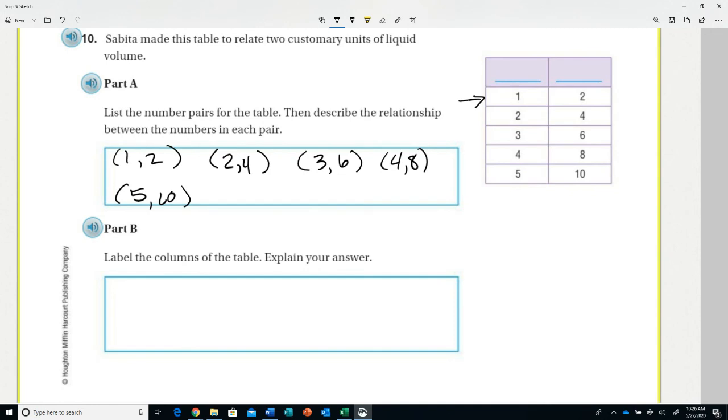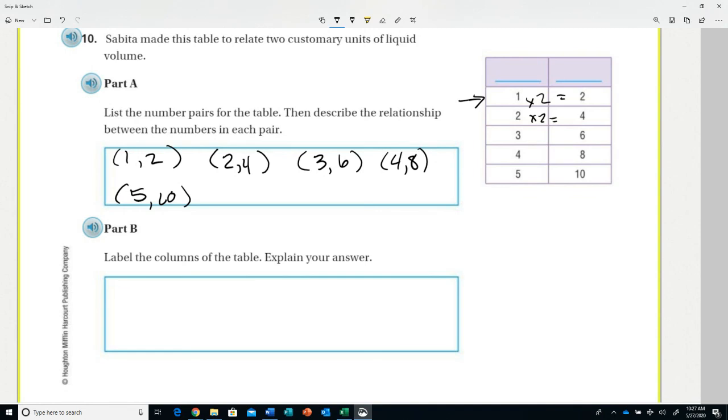These are number pairs. So if something happens to this number to equal this number, and in this case, it's going to be to multiply by 2. So what's their relationship? One number is twice as large as the other number. So 2 is twice as big as 1, 4 is twice as big as 2, and so on down the line. Now, label the columns of the table and explain your answer.